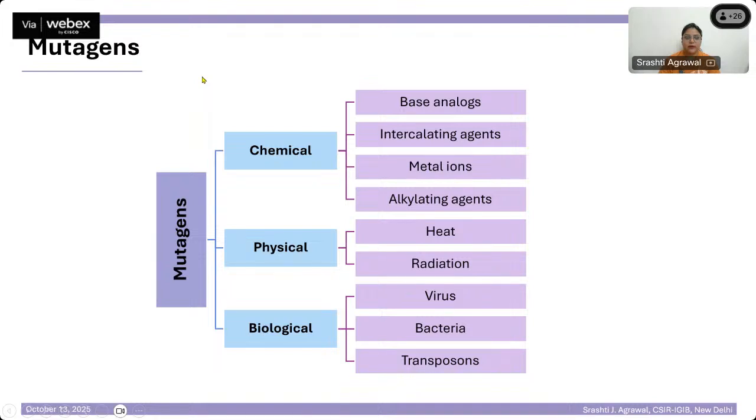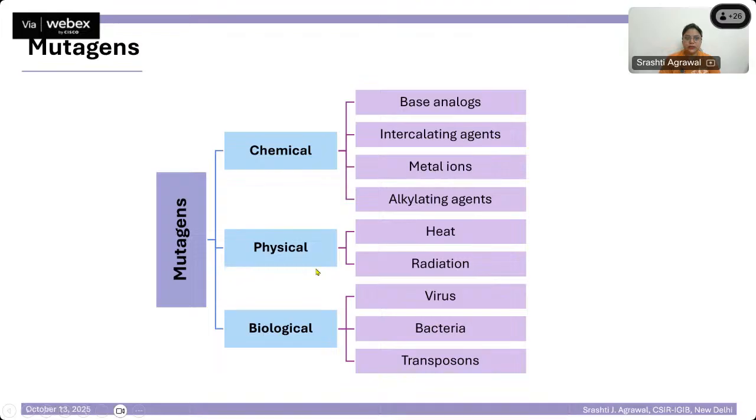Then we have specific mutagens. Mutagens are compounds which can trigger the DNA to change itself, and there are three major types of mutagens: chemical mutagens, physical mutagens, and biological mutagens. So, chemical mutagens are either base analogs, for example, 5-bromouracil, or intercalating reagents like EtBr, or metal ions or alkylating agents. So they basically interfere with the DNA replication or DNA repair machinery.